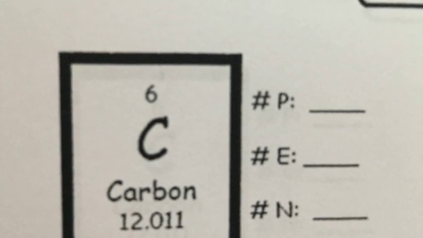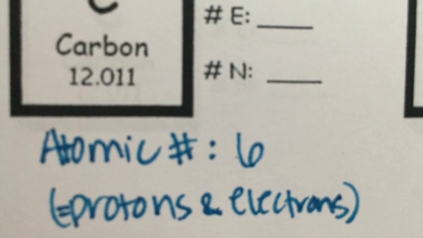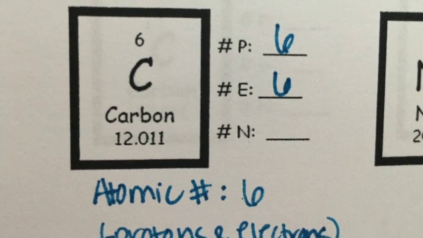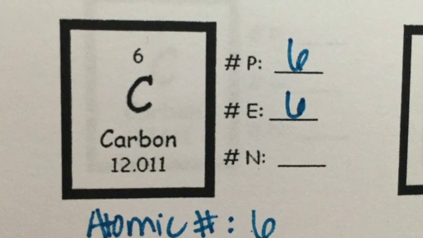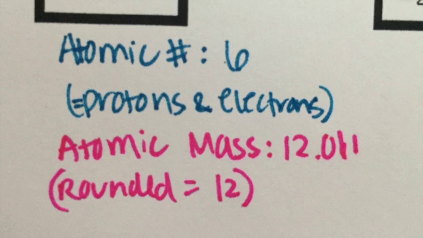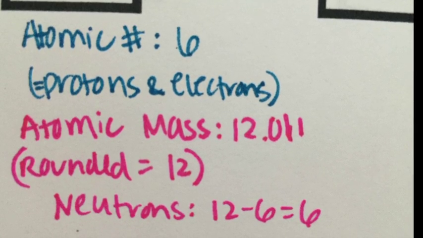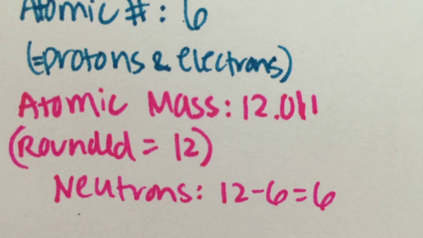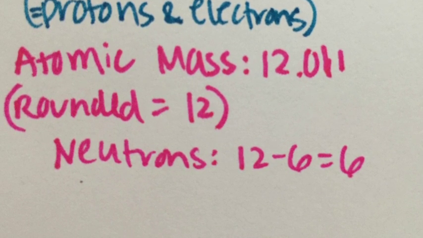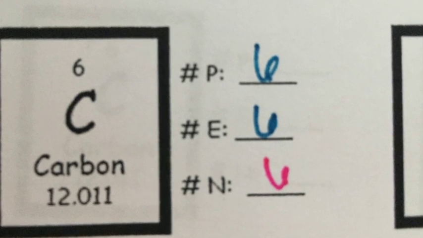So our first example is carbon. You can see our periodic table square here. At the top you can see that our atomic number is 6, and that is what tells us our protons and our electrons. So since we know our atomic number was 6, we can fill in our number of P and number of E up on the line as 6. Next, we can look at our square and see that our atomic mass is 12.011. So rounded to the nearest whole number, that's 12. Now to find number of neutrons, we take our atomic mass once it's rounded, which is 12, and we subtract our number of protons, which is 6, which gives us 6 neutrons. And we can write our 6 up on the number of N line because we have 6 neutrons, because 12 minus 6 gives us 6.